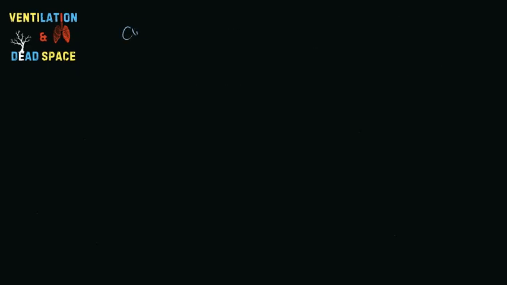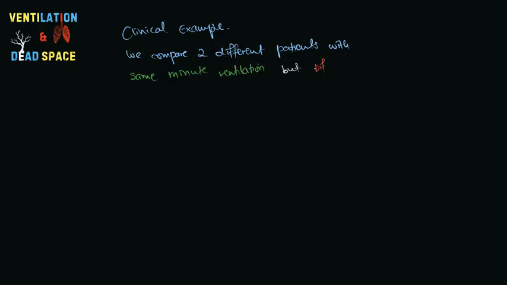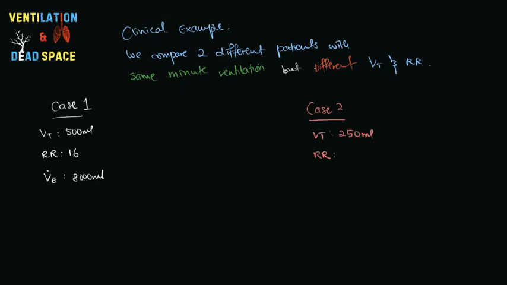Okay, last but not least, to consolidate our understanding further, I'd like to show a clinical example. We compare two different patients with the same minute ventilation, but we get the same minute ventilation with differing tidal volume and respiratory rate. Case number 1, you have a tidal volume of 500 mils, rate of 16, with a minute ventilation of 8 liters. Meanwhile, case number 2, you have a tidal volume of 250 mils, respiratory rate of 32, but both will achieve a similar minute ventilation of 8,000 mils.